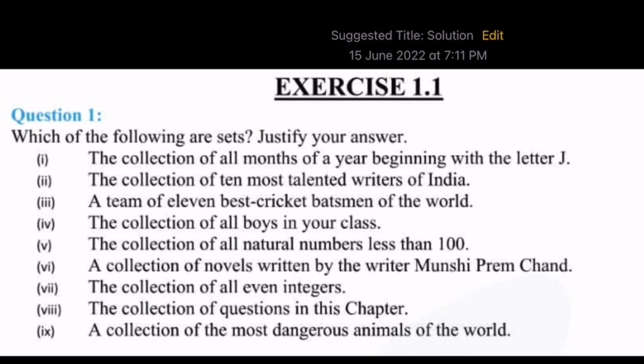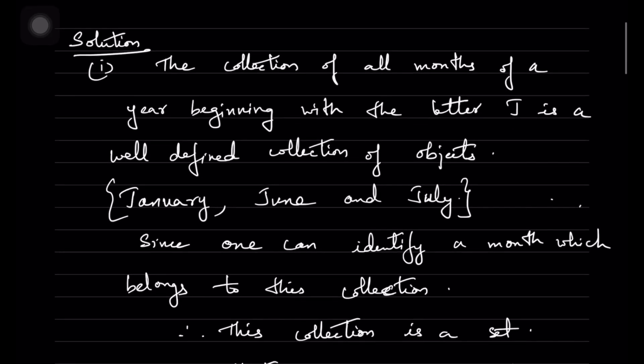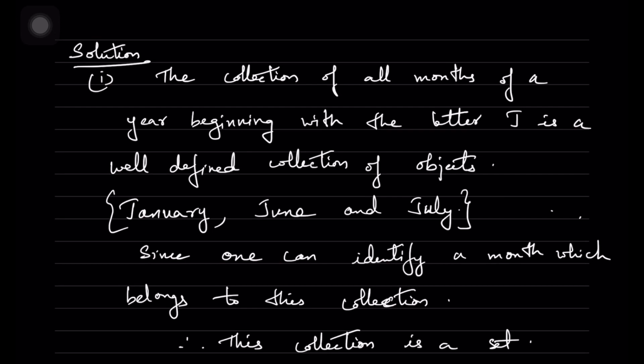So here you can see the first problem is the collection of all months of a year beginning with the letter J. This is very well defined because we know which months begin with the letter J. Here in the solution, the collection of all months of a year beginning with the letter J is a well defined collection of objects, and those elements are January, June and July. These 3 months are starting with the letter J. Since one can identify a month which belongs to this collection, this collection is a well defined set.